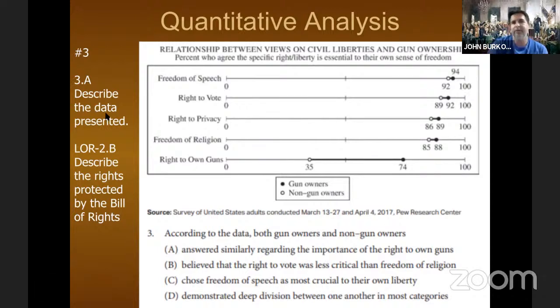All right, so the skill here is to describe the data presented. This is describe, very simple. What do you see here? Oh, freedom of speech is this, right? So what is that? Now, the big idea associated with this that they're trying to assess based on your knowledge and understanding of government and politics is to describe the rights protected by the Bill of Rights. Now, in the CED, they don't actually list the rights.